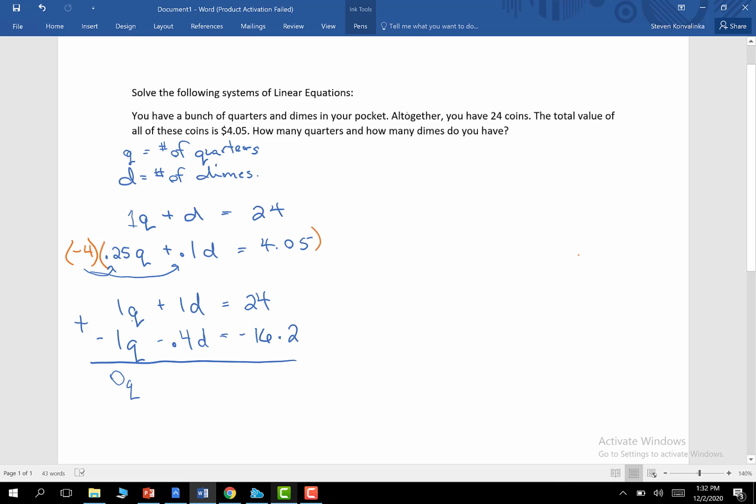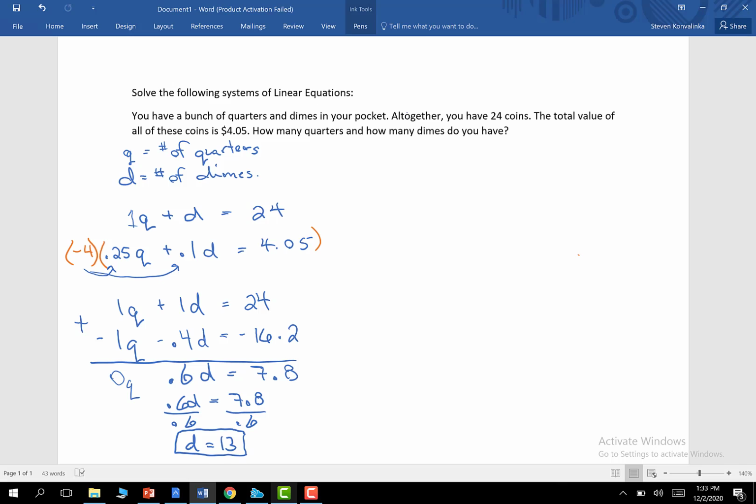And then 1 plus -0.4 is going to give us 0.6D. And 24 plus negative 16.2 gives us 7.8. So we've been able to eliminate one of those variables. We eliminated the Q's to find that 0.6D is equal to 7.8. What we'll do is divide both sides by 0.6, and we find that D equals 13. So we don't know how many quarters yet, but we know that the number of dimes is 13 dimes.